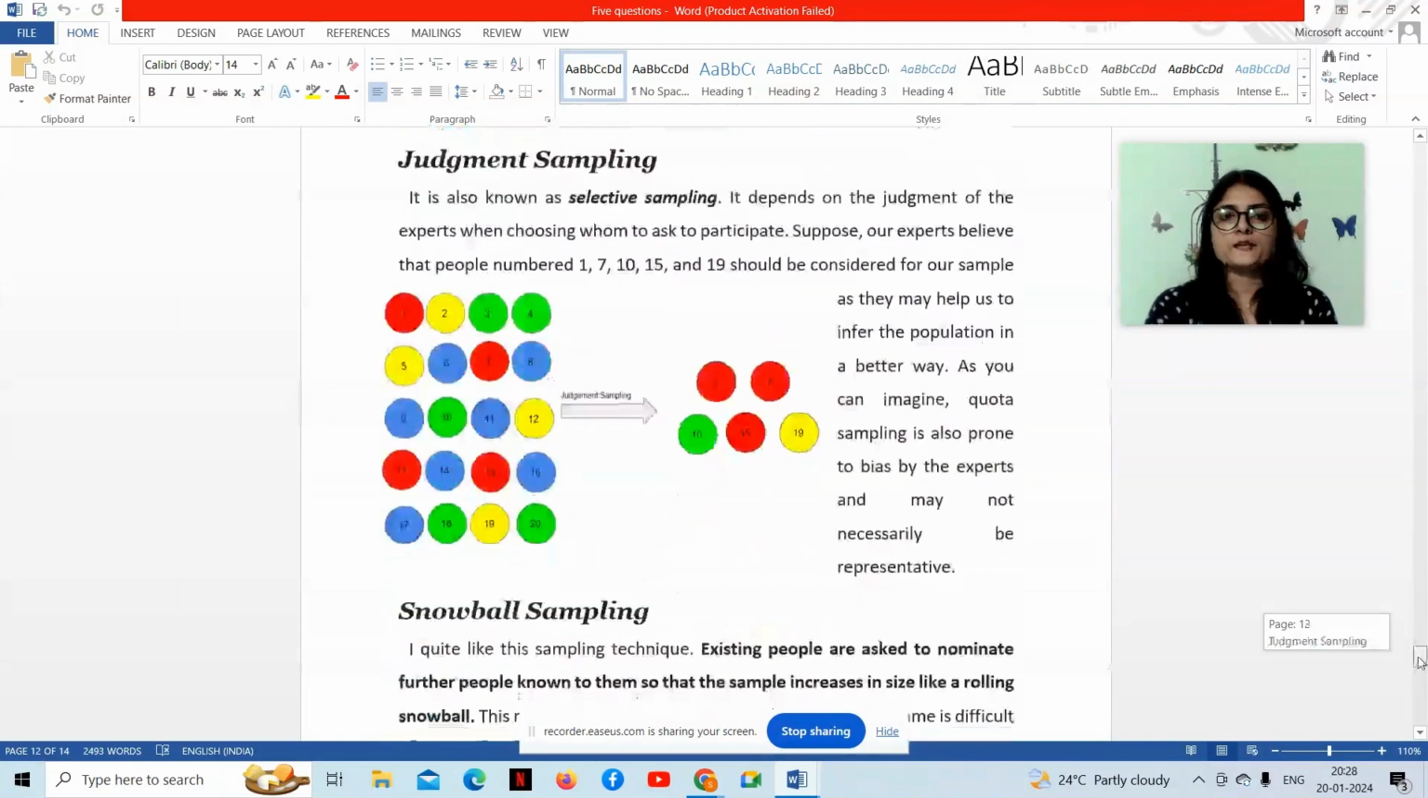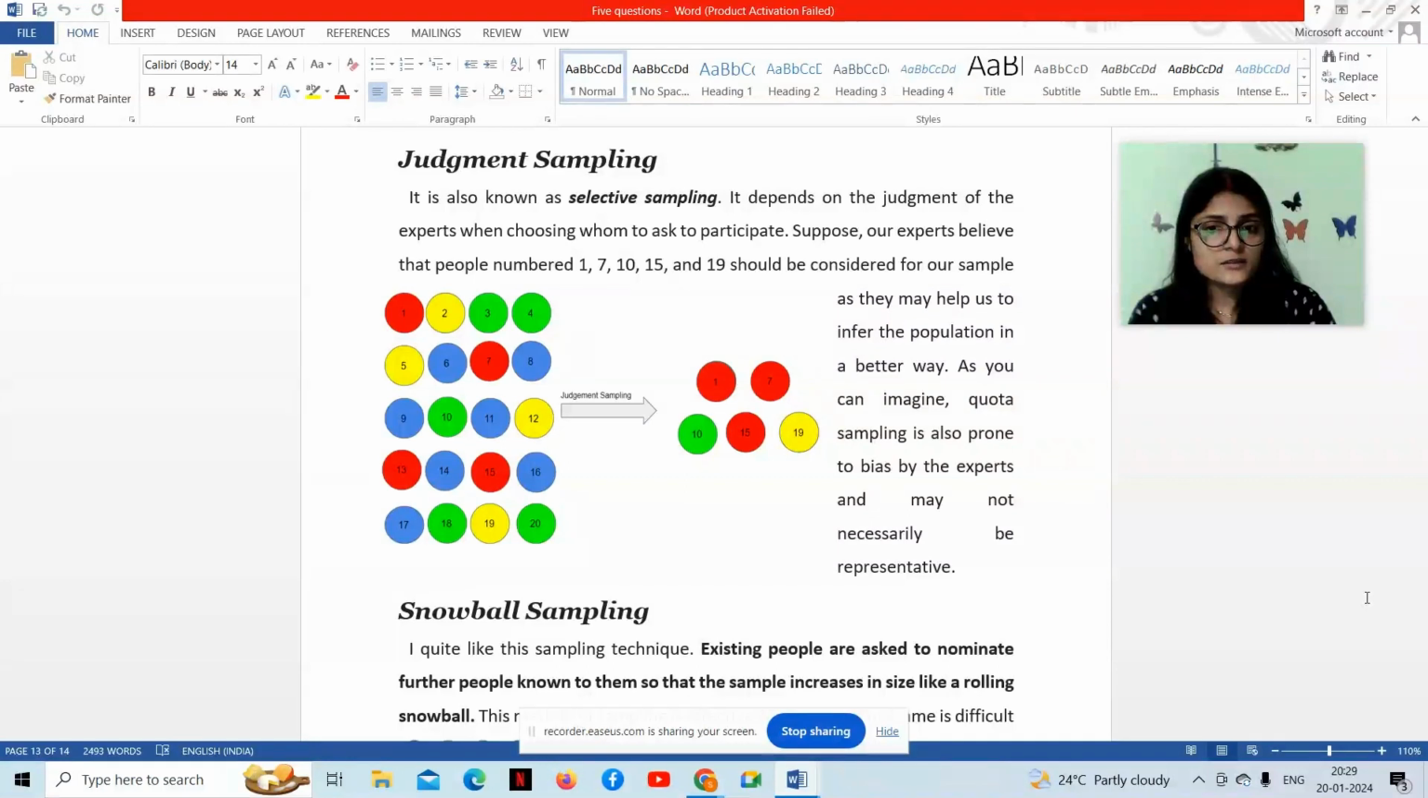And then we have judgment sampling. Judgment is also known as selective sampling. It depends on the judgment of the expert when choosing whom to ask to participate, basically. Suppose we are taking 1, 7, 10, 15, and 19. They should be considered as the example. So, as we can imagine, this sampling is also prone to bias by the expert, and that may not necessarily be representative.